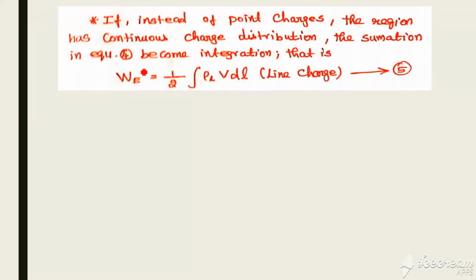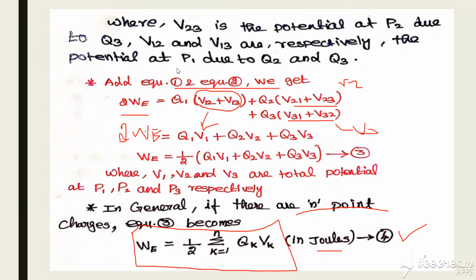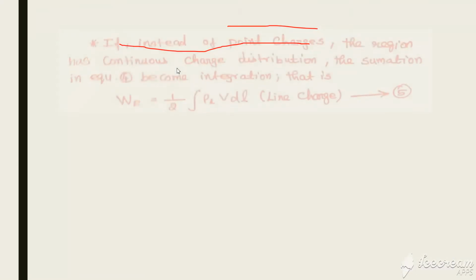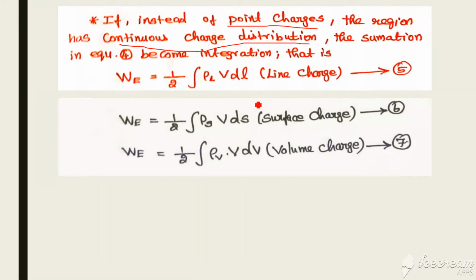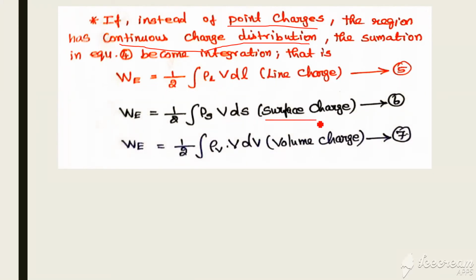Next, instead of point charges, we consider a continuous charge distribution. The summation in the previous equation becomes an integration, that is, WE can be written as 1 by 2 integral of rho L into V dL for line charge. Similarly, we can write it for surface and volume charge. This is with respect to surface charge, and this equation is with respect to volume charge.